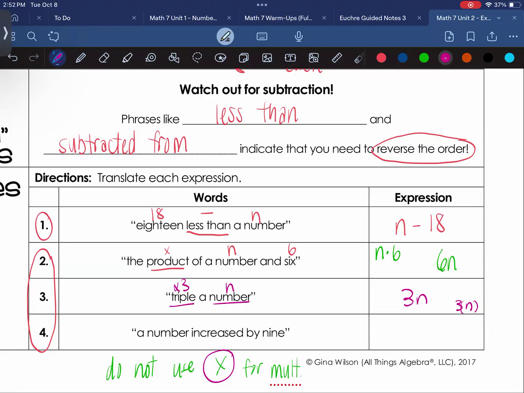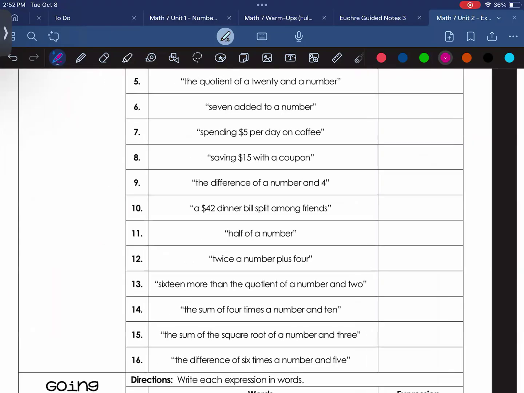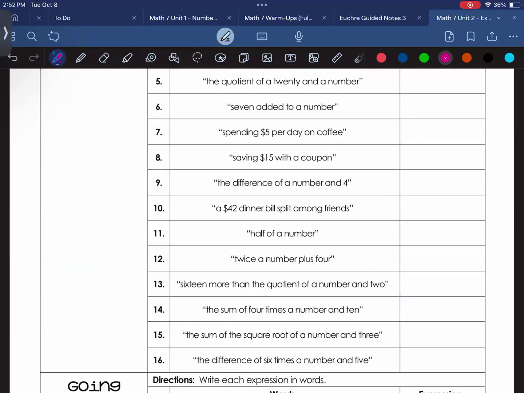Okay, number 4, a number we'll call n increased by 9. Increased by means to add. So we have n plus 9. Go ahead and flip on over to the back. I want you to try on your own number 5 and number 8. So 5 and 8 on your own. Actually, and 7. I'm gonna throw a 7 in there.